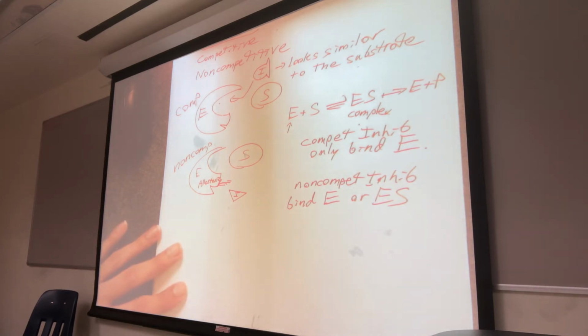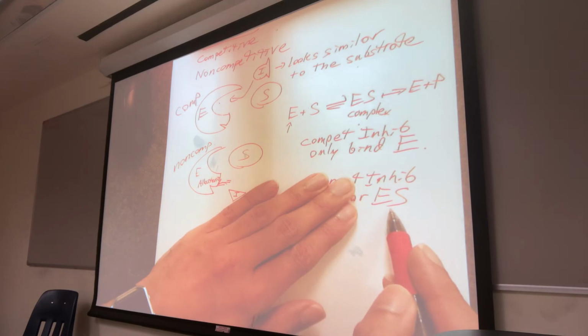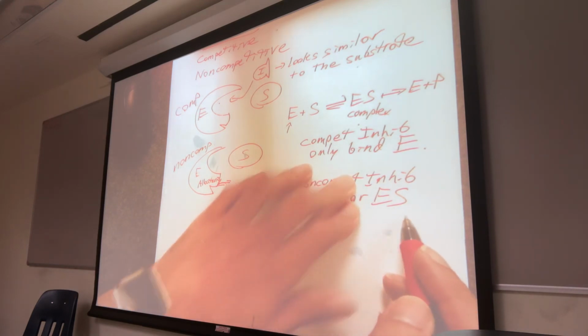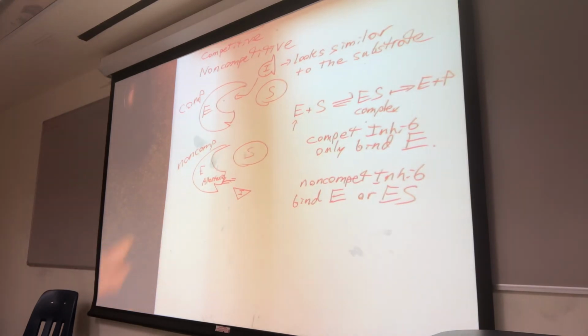Okay? When you learn about uncompetitive inhibitors, if you're studying for the MCAT, it is simply this. I will not write it on here so I don't confuse anyone watching the video. But uncompetitive inhibitors only bind to the enzyme substrate complex. Uncompetitive, that's for the MCAT. Okay? That's the subtle difference between these types of inhibitors.